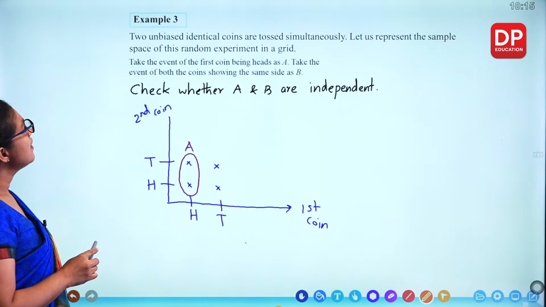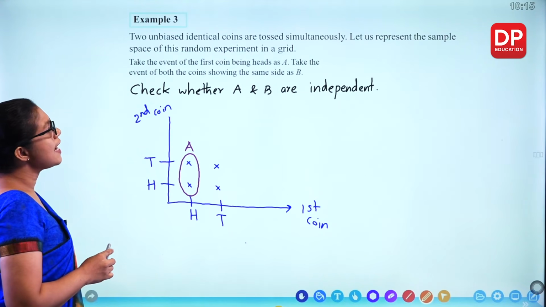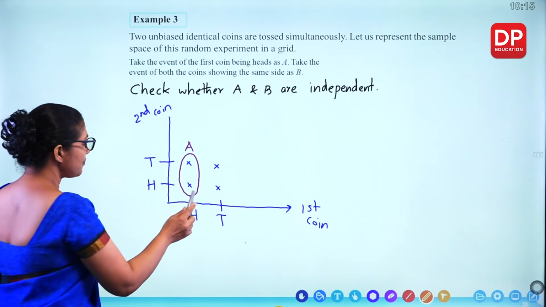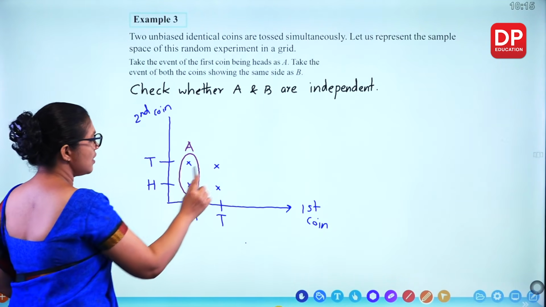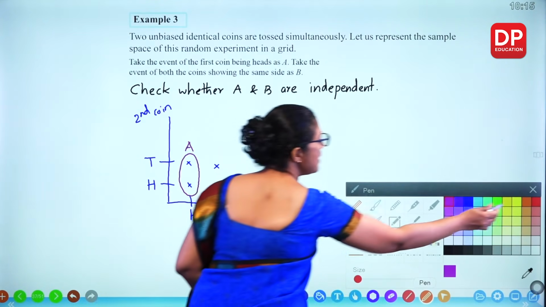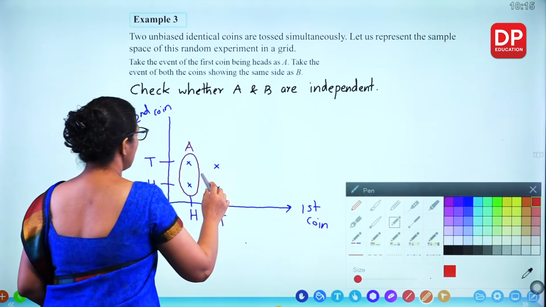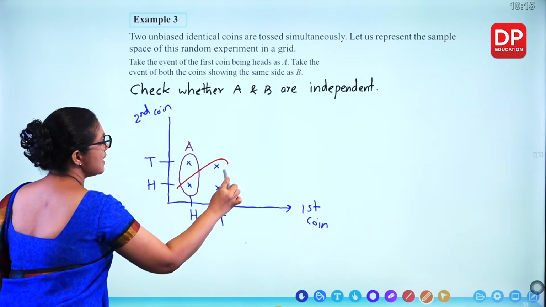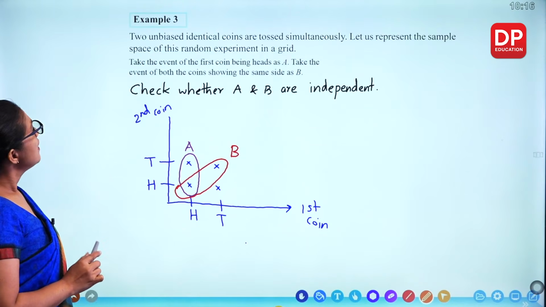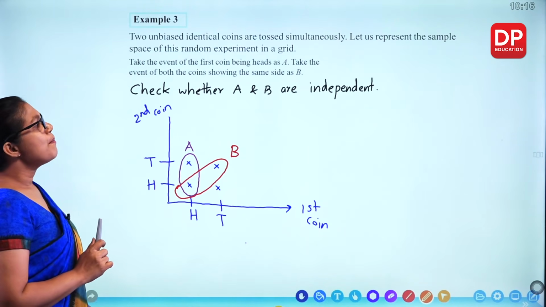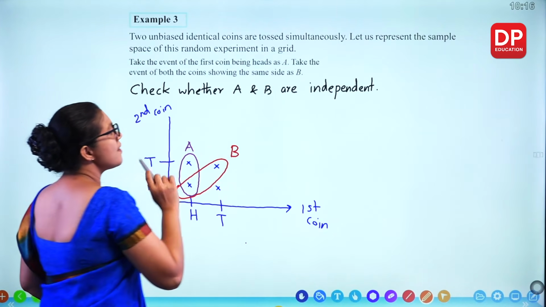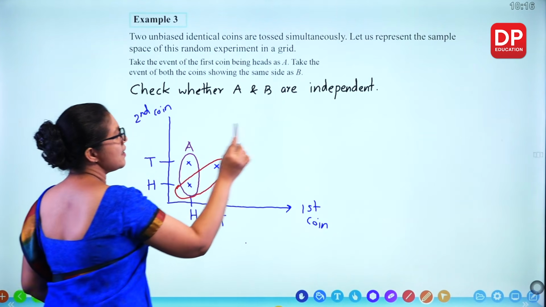Then the second one, the event of both the coins showing the same side as B. Same side as B means H with H, T with T. So we'll take that one in red color. So which one is event B? This one. So this is event B. Okay, so check whether A and B are independent. We need to identify whether A and B are independent.